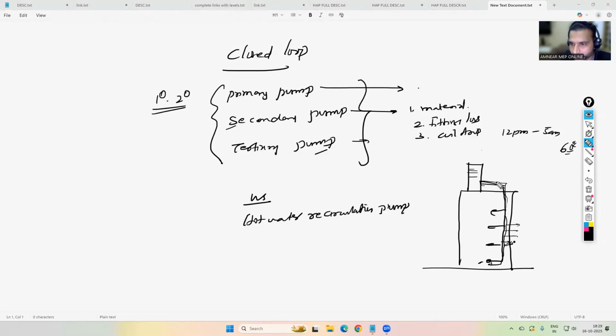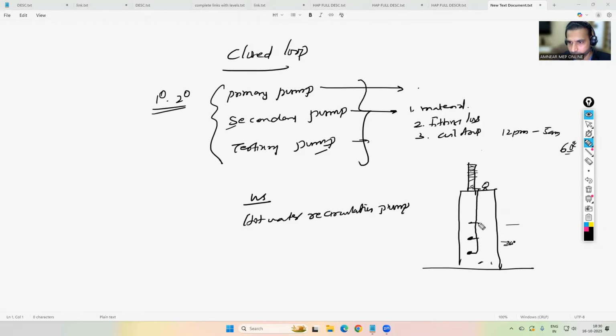So that's why we will be proposing a pump there. Okay, what will this pump do? The pump means hot water recirculation pump. Okay, if this is your centralized water heater, and this is your hot water recirculation pump, and this is your hot water supply line.